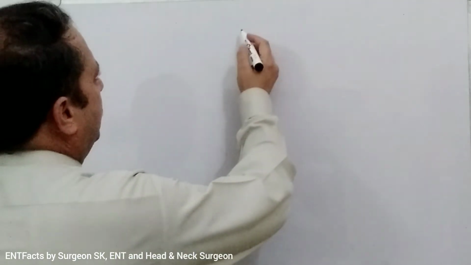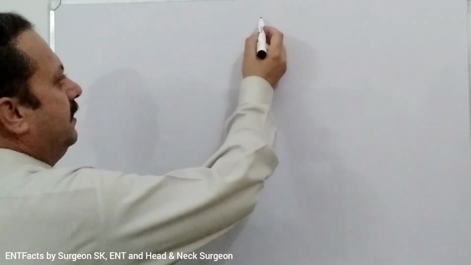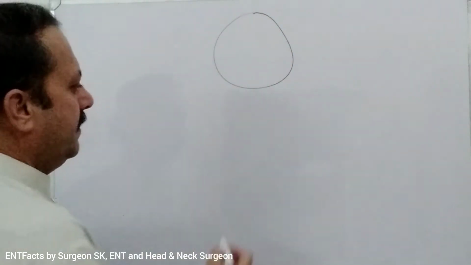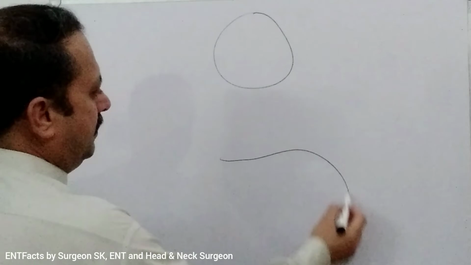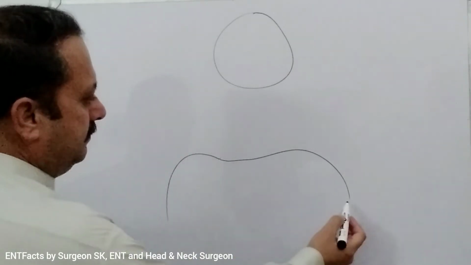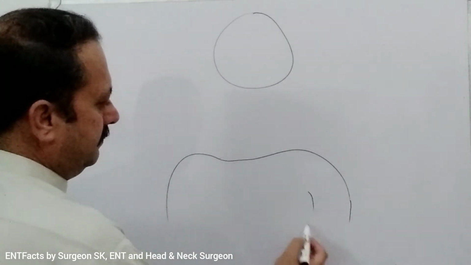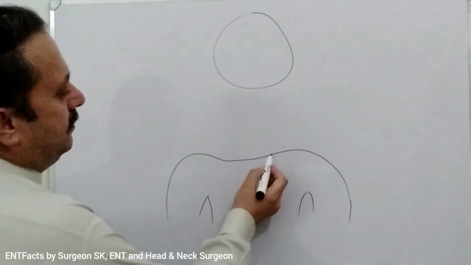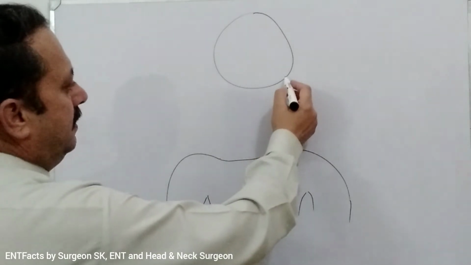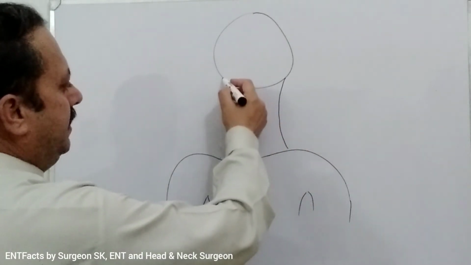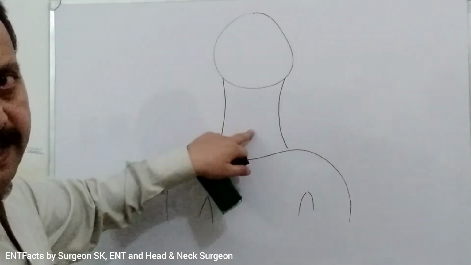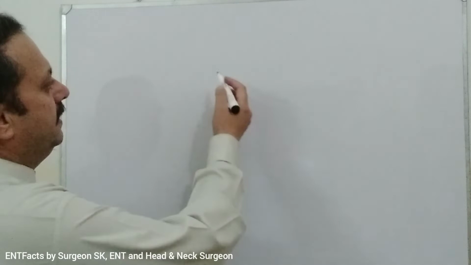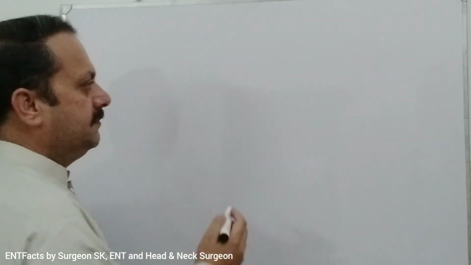Now let's suppose I draw a rough diagram of the body. This is head. This is body. This is root of the neck. And this part which connects the head with the body is called the neck. Now let me draw the neck, anterior part of the neck.